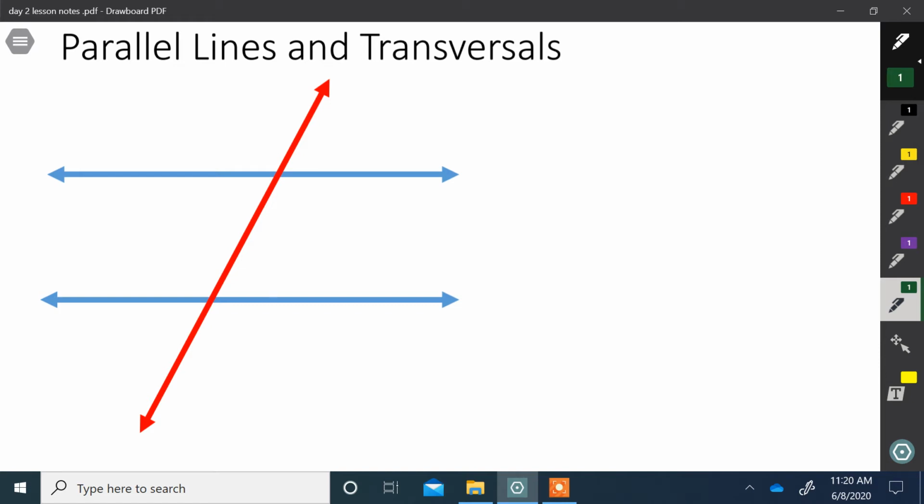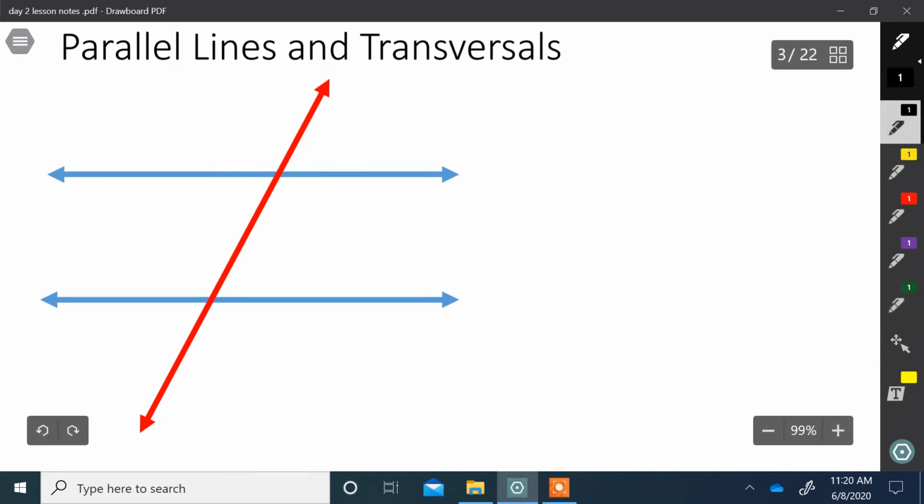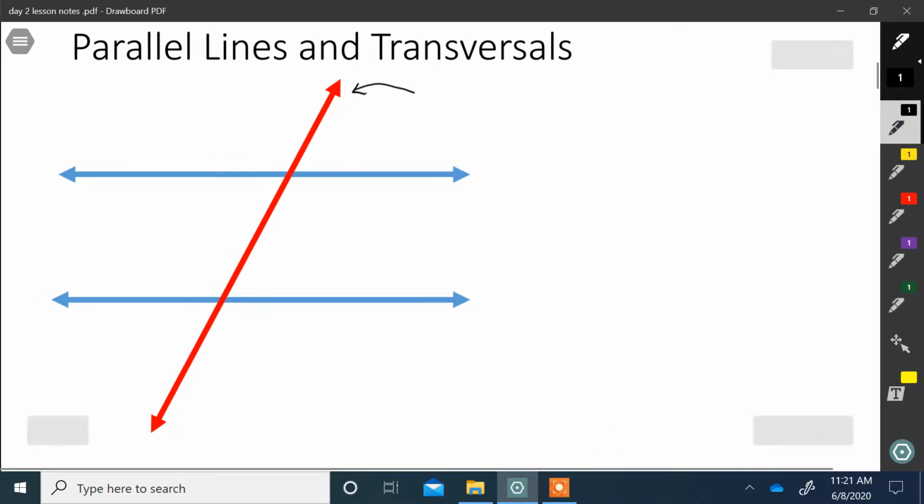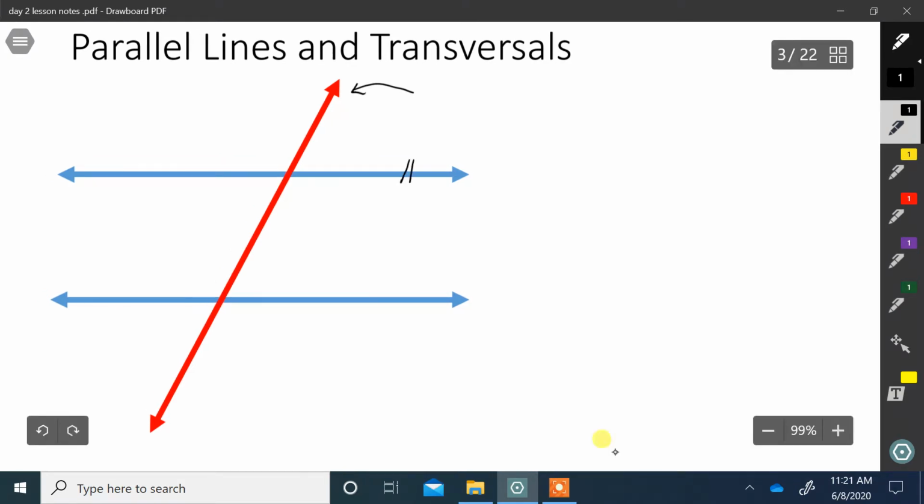Hello guys, so in this lesson we're going to be talking about parallel lines and transversal. So a transversal is a line that goes through two parallel lines. In here we have a parallel line and another parallel line. Those two are parallel. That means that they don't cross each other. And this red line right here, we call it a transversal.